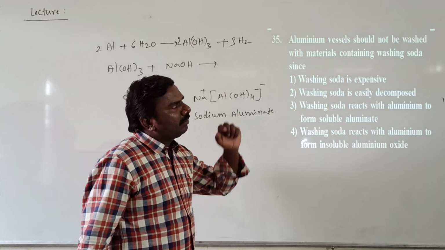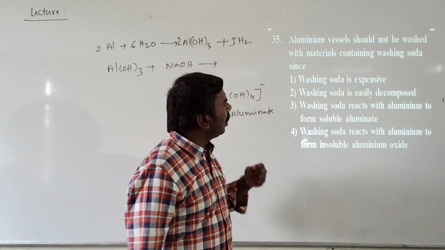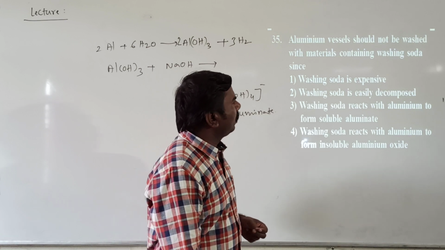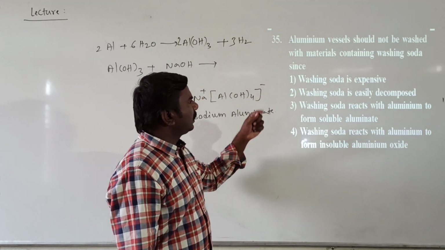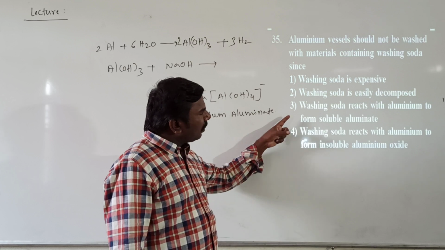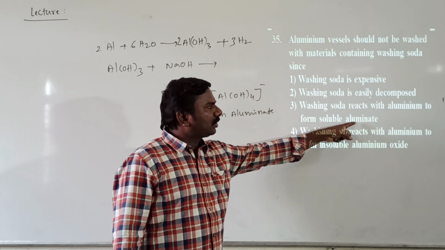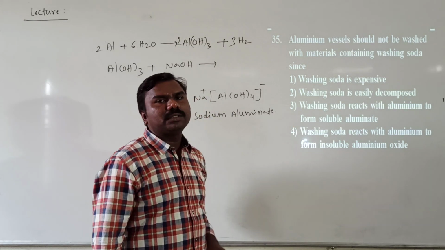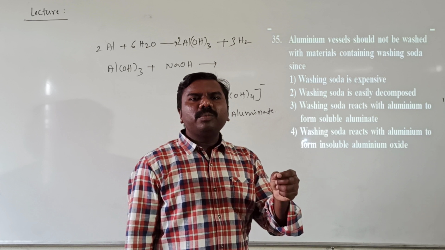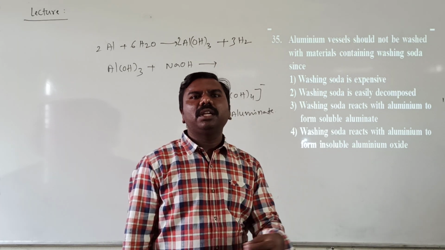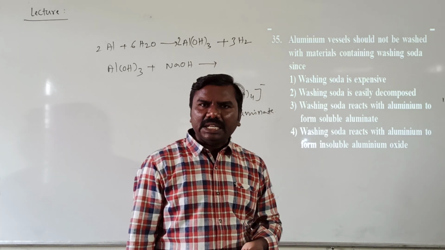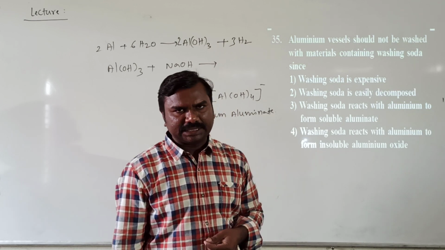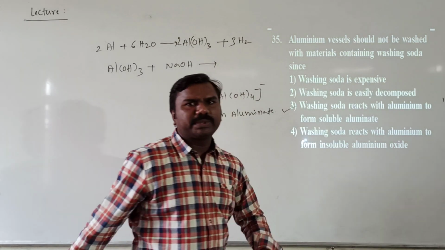Yes, aluminium vessels should not be washed with a material containing washing soda, NaOH. Washing soda reacts with aluminium and forms soluble aluminate. Since it is soluble, the mass of the aluminium vessel will gradually decrease and there is a chance of holes forming in that vessel. Now the answer will be option 3.